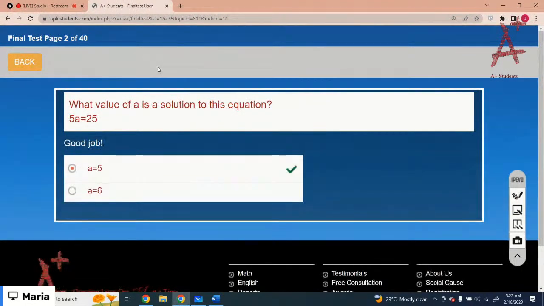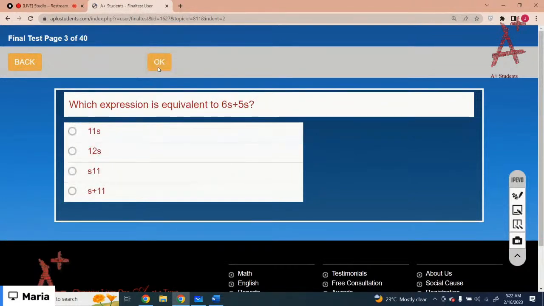Okay, the next one is which expression is equivalent to 6s plus 5s? Both the expressions have the same variables. You can just add them. So 6 plus 5 is 11. Got it? So it is then 11s.